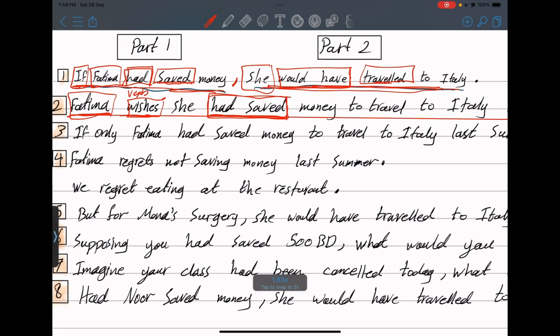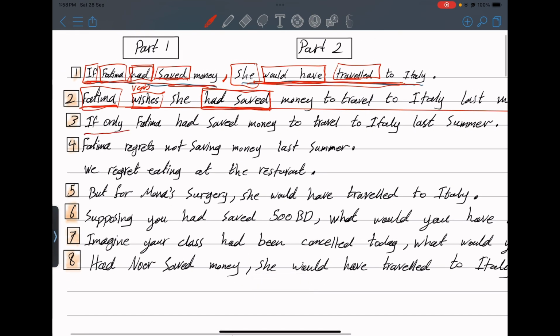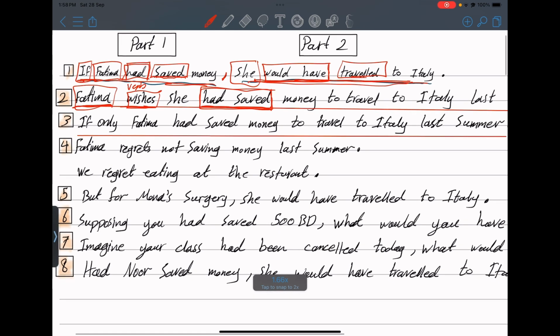Third one, if only Fatma had saved money to travel to Italy last summer. Did Fatma travel last summer? No. But did she save money? No, she didn't. So she is regretting. We are writing things that didn't happen, but we wish it happened.